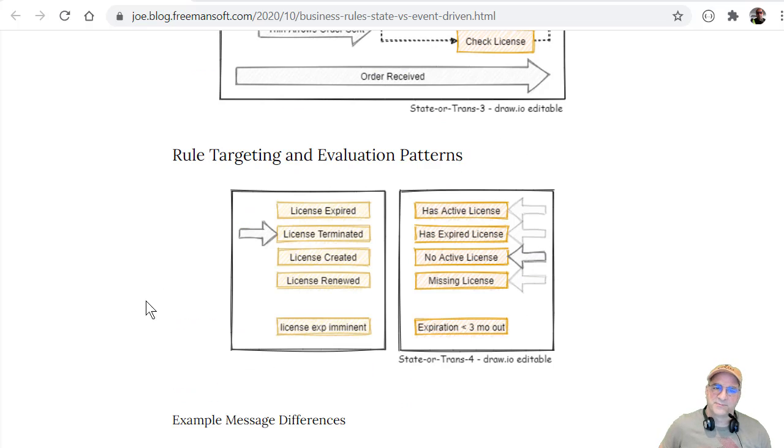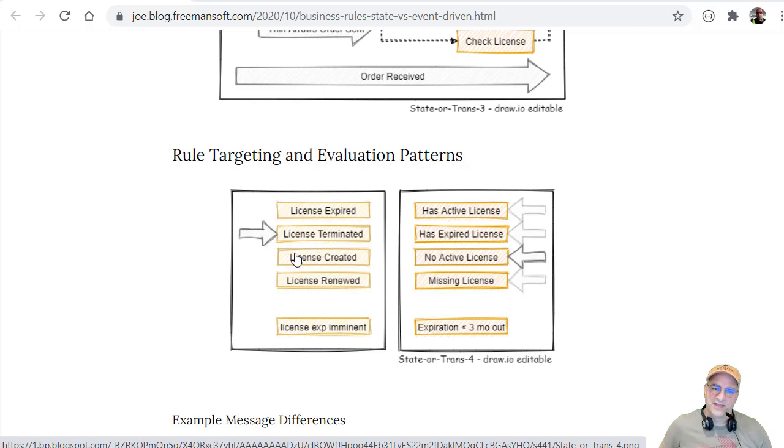I talked about this a little bit before. There's targeting advantages, right? So if we did transition-based, I might have a much smaller set of rules to run because they all know the transition we're on. So if the license is terminated, I only have this one rule. If it turns out I get a check license, I actually need to run all four of these rules. But the only one that'll actually fire is no active license. So in that case, I'll only get one rule to run, but I'll run through a whole bunch of predicates before that. People will optimize this.